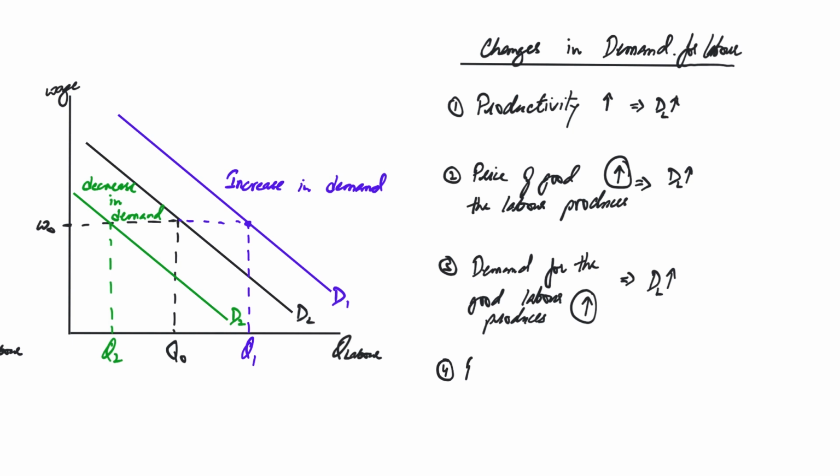Okay, so if the price of substitute machines rises, what's going to happen? It's going to be more costly to buy machines. Demand for labor is going to go up as a result of that.